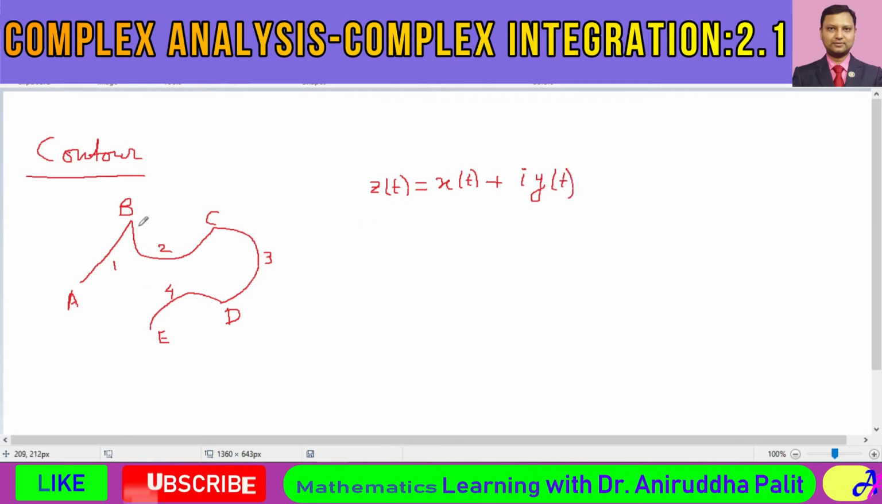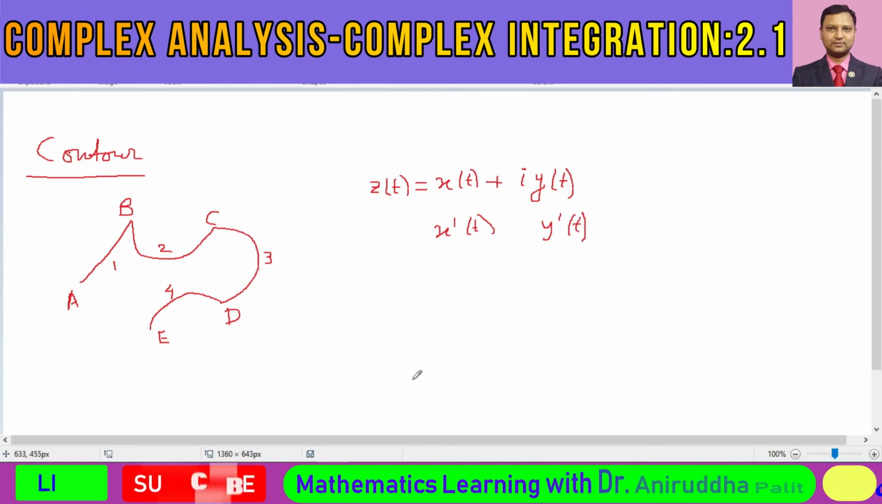Over here from A to B we have a continuous curve. Fine. From B to C we have another continuous curve. All these curves are continuous curves. From D to E all these curves are continuous curves. So over here this x of t and y of t should be continuous. But the problem is that whenever we have a sharp bending like this, in such bending this x dash t and y dash t, these derivatives would not be continuous.